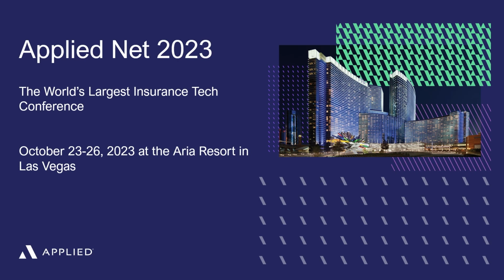One other thing that we do want to talk about, we did it last year, we're doing it again this year. If we could get the graphic pulled up real quick. Okay, here we go. AppliedNet 2023. It's going to be October 23rd through the 26th at the Aria Hotel in Las Vegas. I really encourage you guys, get registered, come out, see us. The EZLynx product team is going to be there. We're going to have a lot of really cool features to highlight this year.